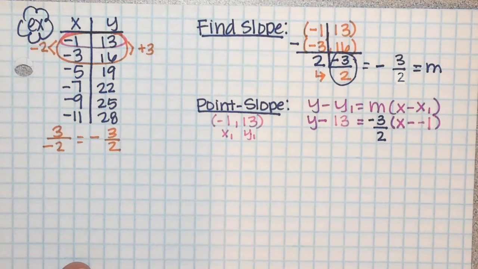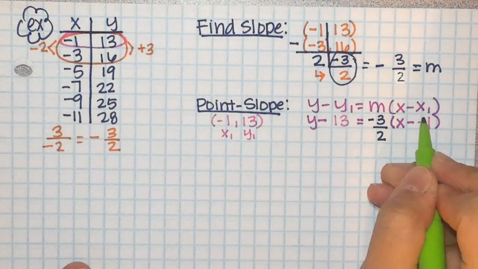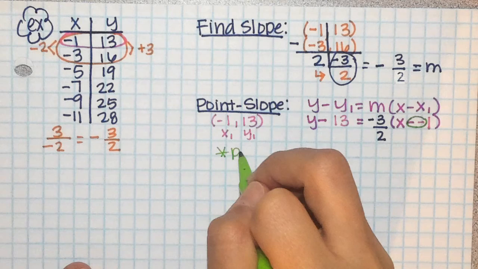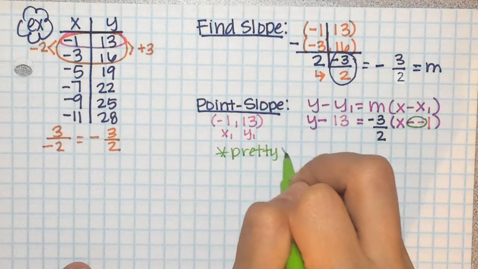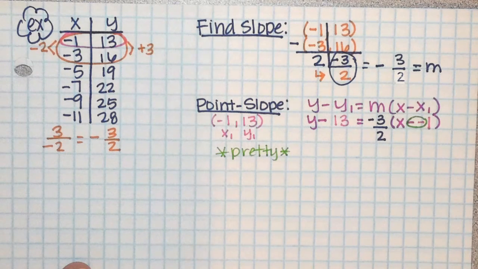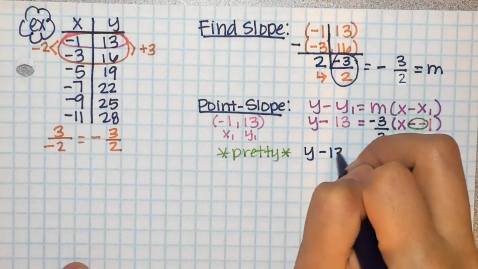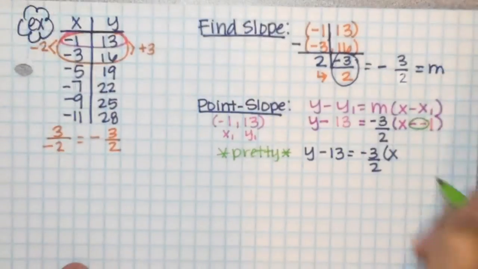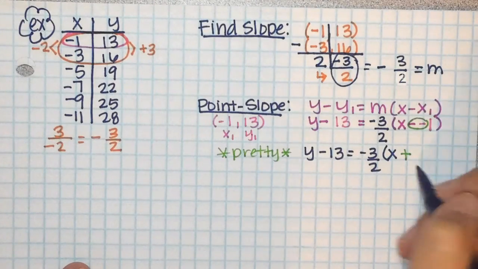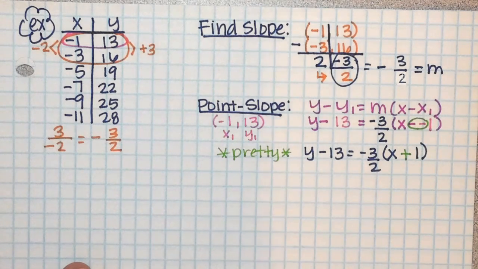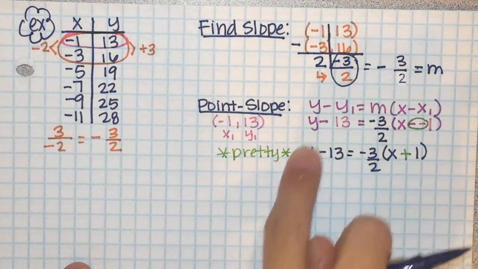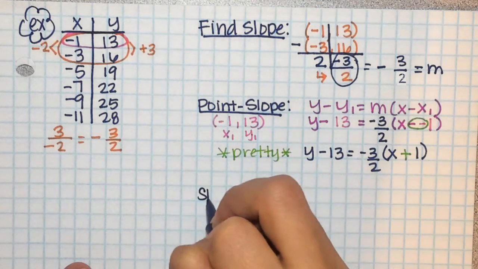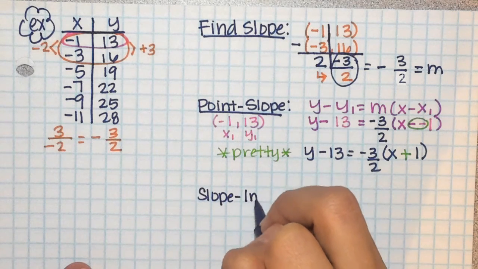We want to make it look pretty, because I do see something ugly, that one right there. So we've got to make it pretty. And the pretty version of that is y minus 13 equals -3/2, parentheses, x plus, because it's minus a negative, 1. And if they wanted the equation in point slope form, there's the answer. However, we are going to go ahead and change it to slope intercept form.